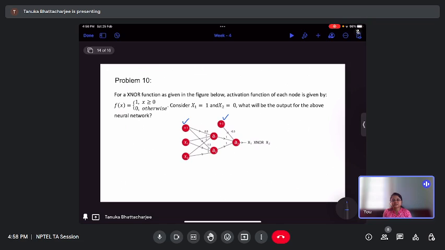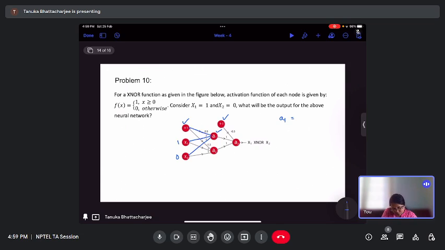Now, you have to consider x1 is 1 and x2 is 0. What will be the output for the above network? So, your x1 is 1, your x2 is 0. So, what will be the output of your network? If we see this, first let us say we compute A1. So, A1 is connected to x1 through -1 and x2 also through -1 and the bias term is 0.5.